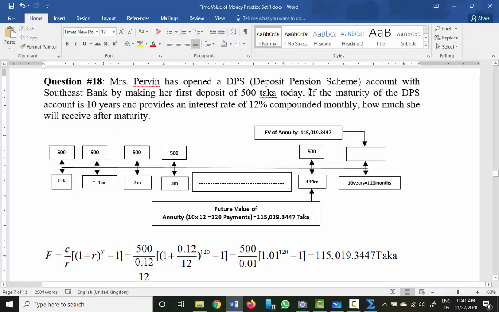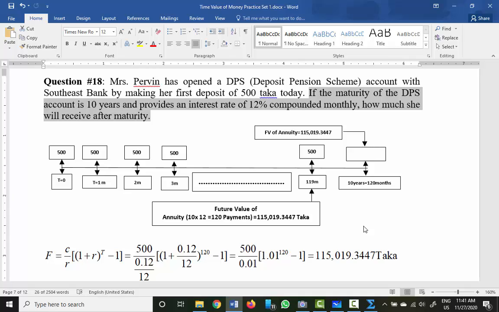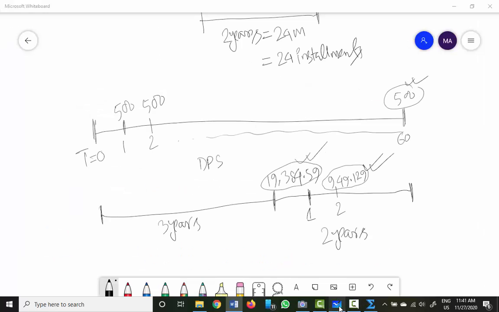So if the maturity of the DPS account is 10 years and provides an interest rate of 12% compounded monthly, how much will she receive after maturity? So let me show you the diagram.